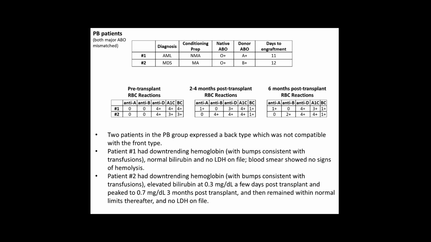Patient number 2 also had downward trending hemoglobins with bumps consistent with transfusions. This patient did have an elevated bilirubin right around the transplant time. It peaked to 0.7 3 months post-transplant, but then it normalized and remained normal thereafter. There was no LDH on file, there was no haptoglobin on file, and the DAT was always negative.